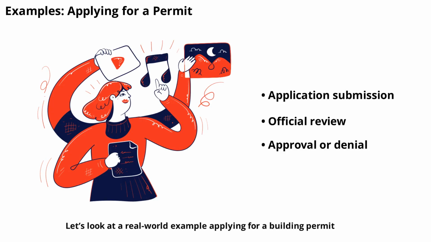Let's look at a real-world example. Applying for a building permit. The procedure usually starts with submitting an application, followed by a review by government officials.